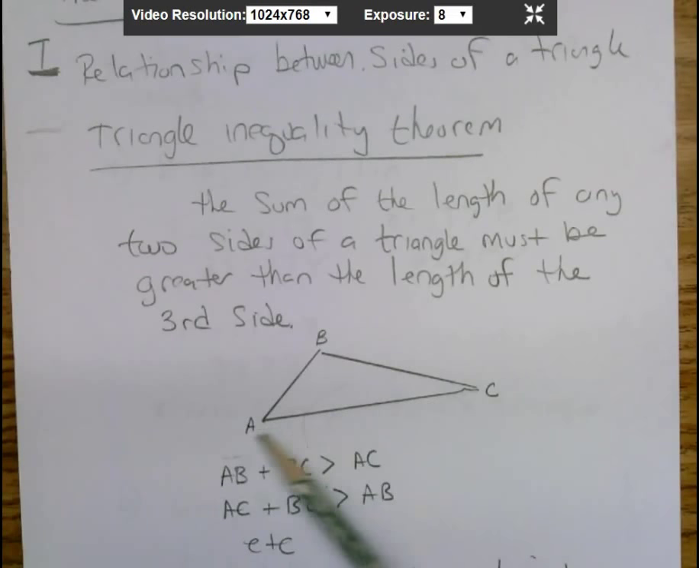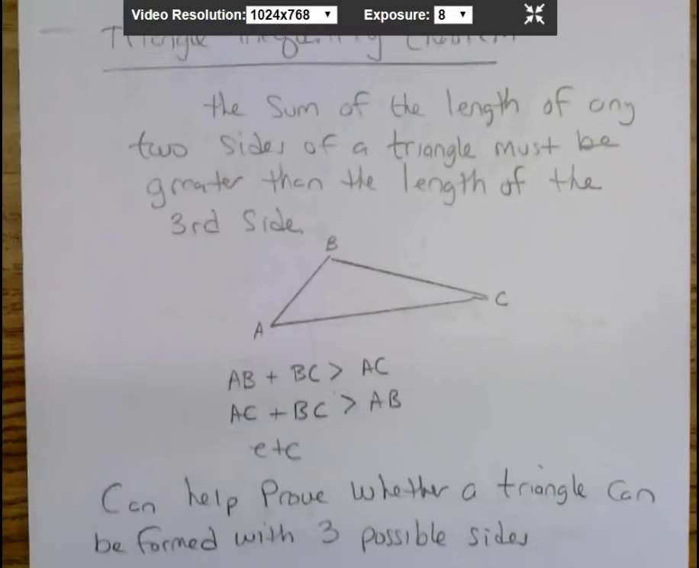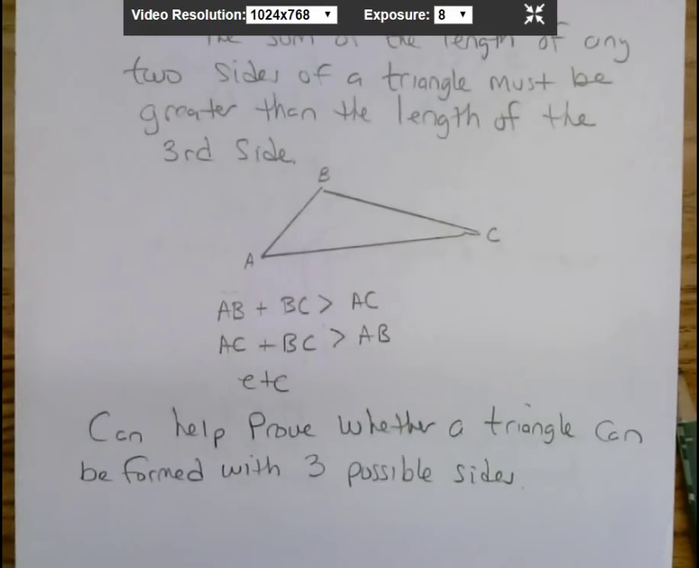Same thing, AC plus BC is greater than AB. And we can just keep going on with the different possibilities. But if we add two sides together, they're always going to be greater than the third side. Okay? So then we can use that to help us prove whether a triangle can be formed with three possible sides. If we know three sides, we can plug them into this relationship and see if it's possible to actually have that triangle formed.